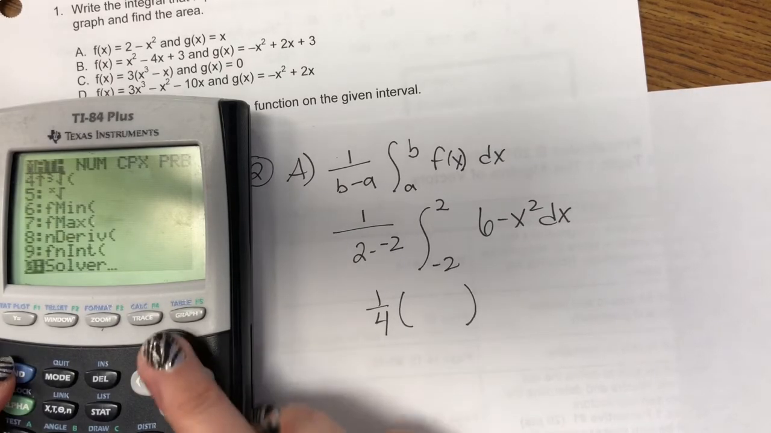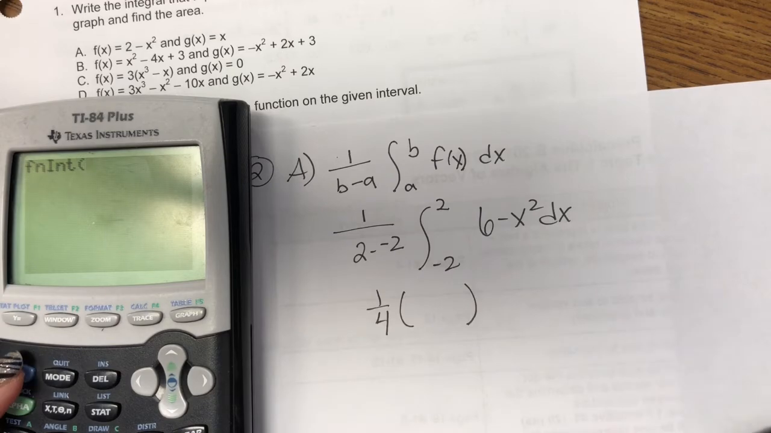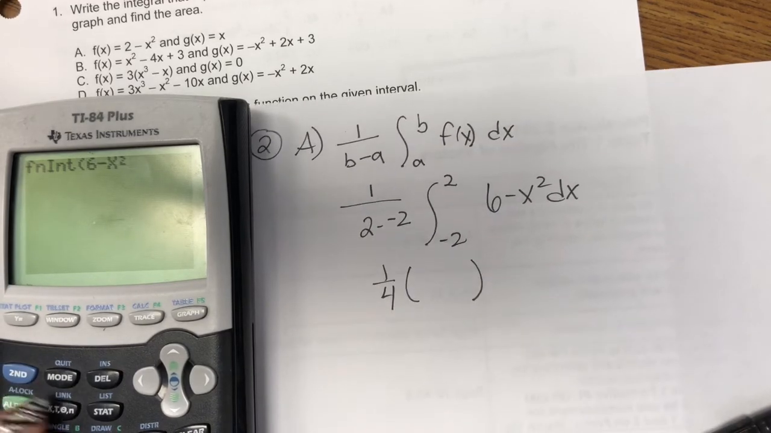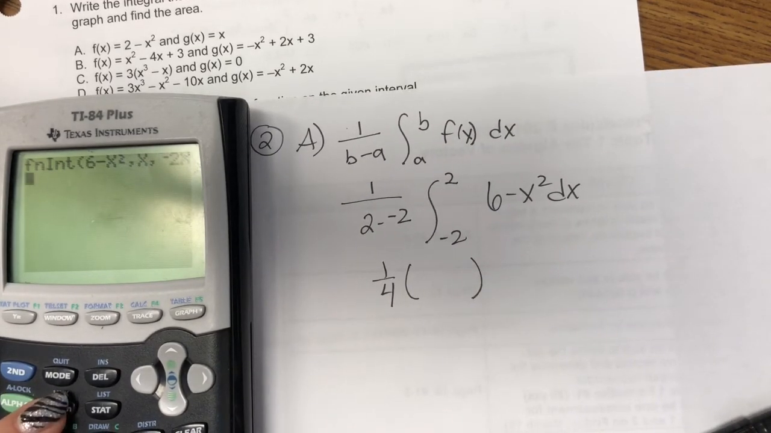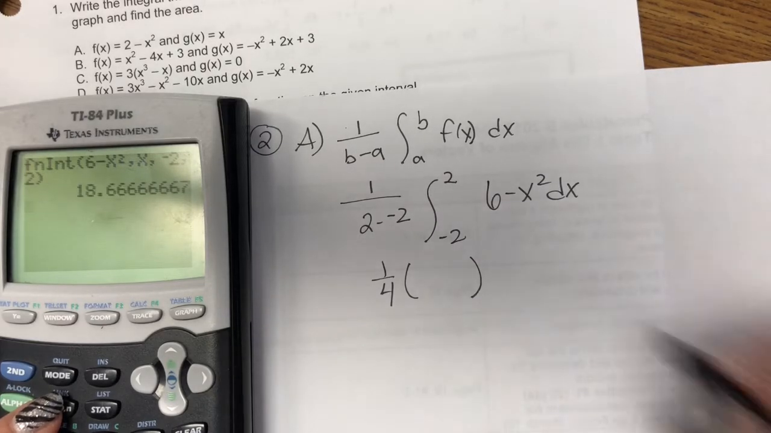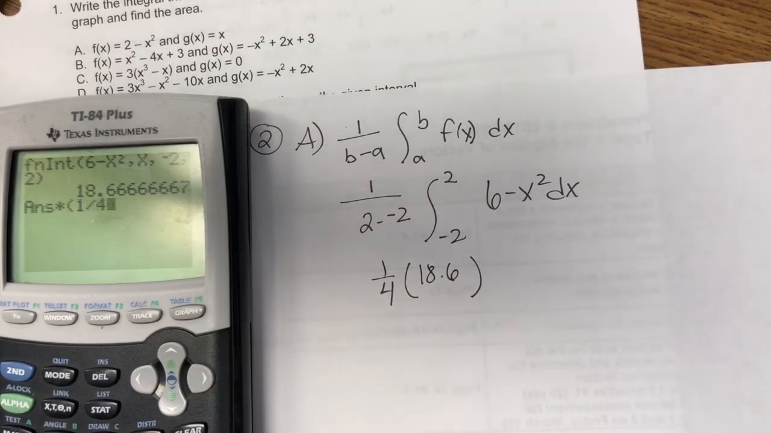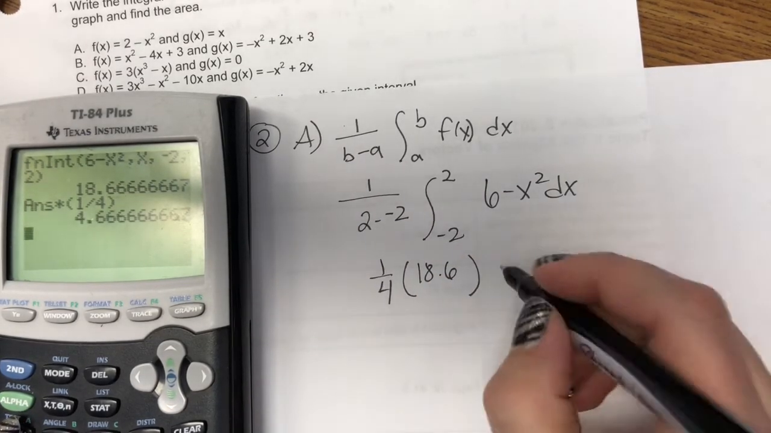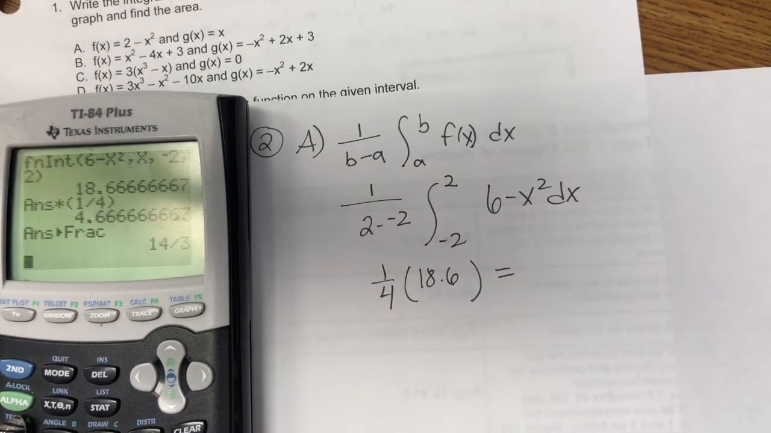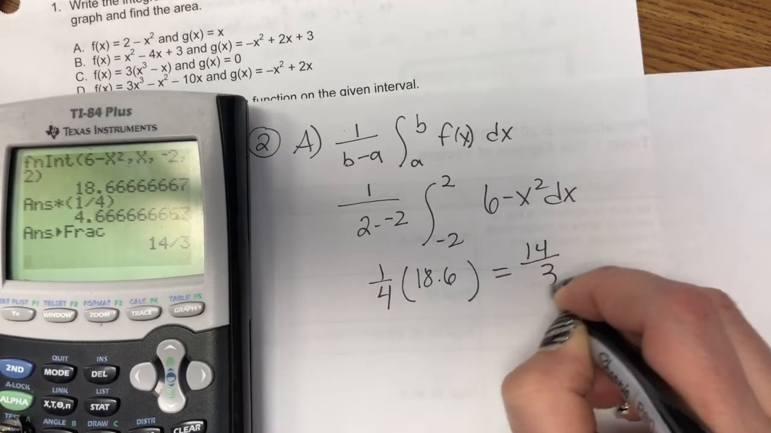Okay, math, fnInt, 6 minus x squared, comma x, comma -2, comma 2. So that's going to be times 1/4. For a final answer, let's do it as a fraction of 14/3.